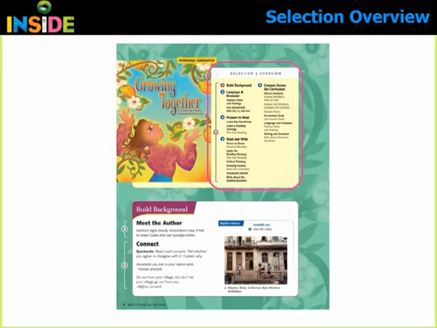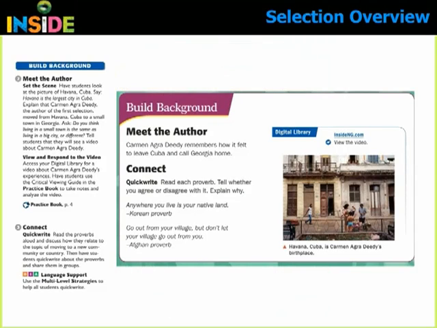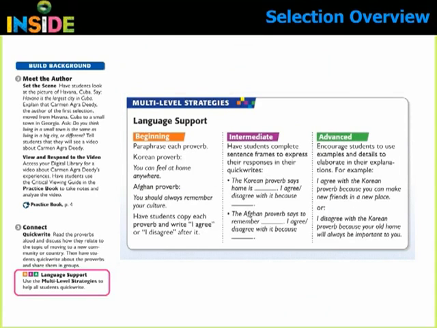First, it's important to share the instructional path with the students so they are aware of the strategies and skills they will learn. Now it's time to build their background by viewing the digital library video and making connections. And notice again that there are multi-level strategies available so you can differentiate instruction so all your students can participate in making connections.